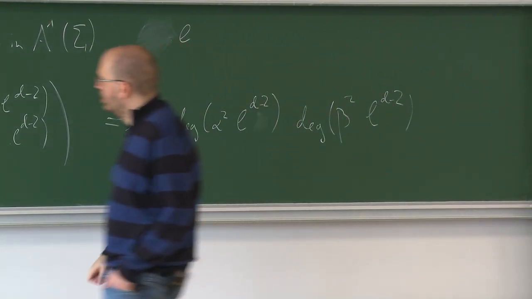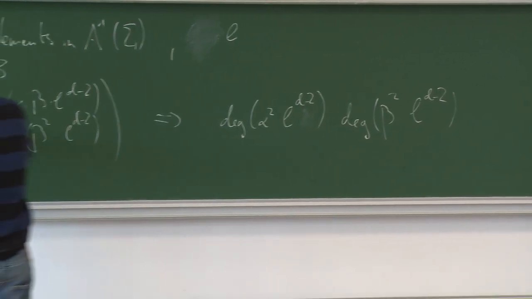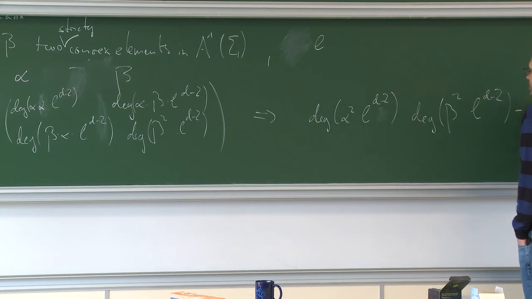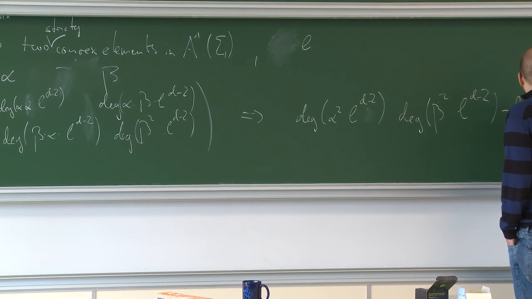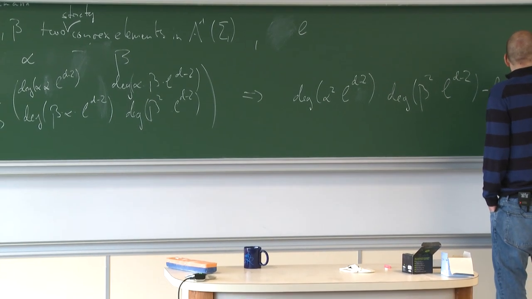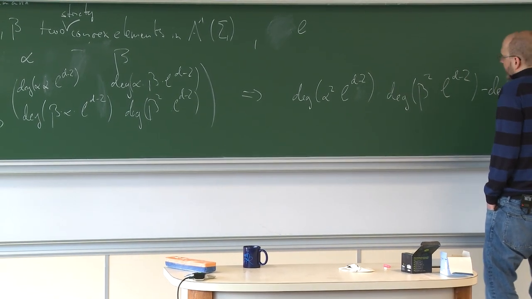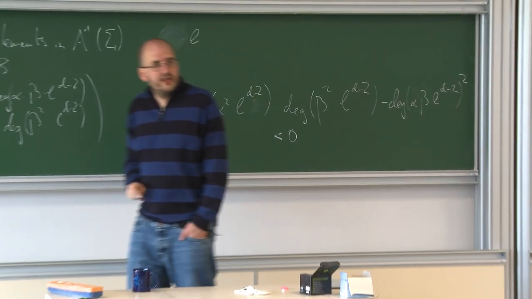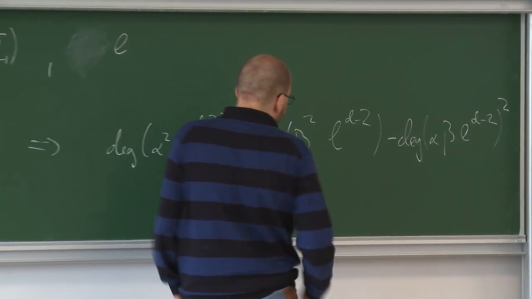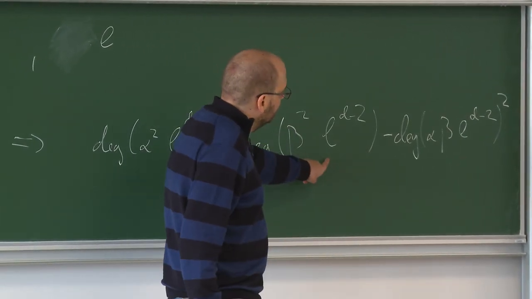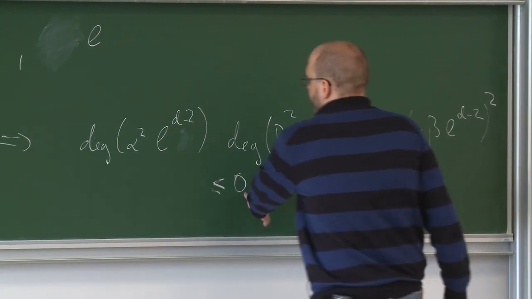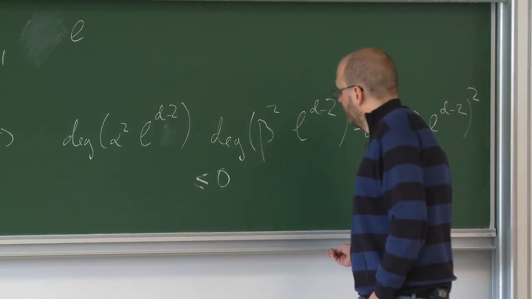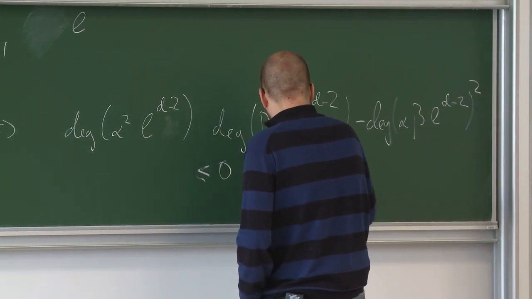And then what else do I have? Well, I have this times this. So I now just compute the determinant. I have minus degree alpha beta L to the d minus 2, and this I have squared. And this here is less or equal to zero. So what does this mean? Well, if I pull this to the other side of the equation, then this suspiciously looks like the Alexander-Fenchel inequality. And it is. This is Alexander-Fenchel.